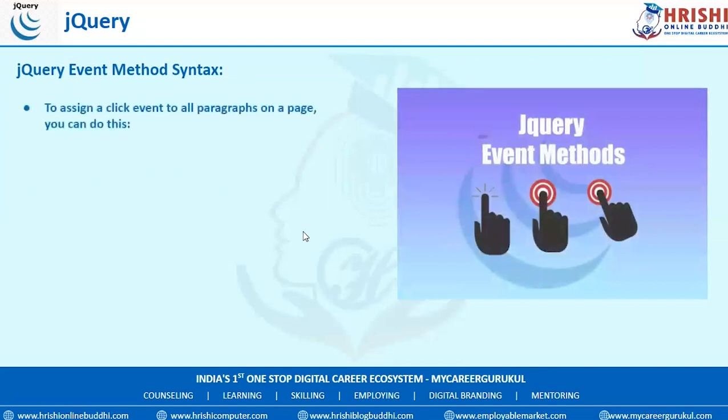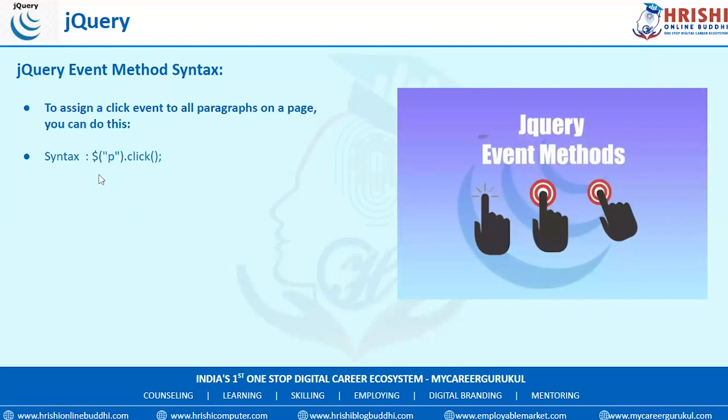Before the example, let's see the syntax. To assign a click event to a paragraph on a page, you can do this. The syntax is dollar, now paragraph. This we have seen when we learned the jQuery syntax. This is a selector, and this is the particular selected element to which we want to apply any event or any jQuery method. So here we have selected the paragraph. Now dot click is an event or a method that we want to perform on the paragraph. So this is a simple syntax.